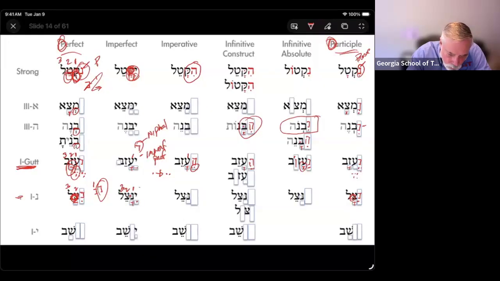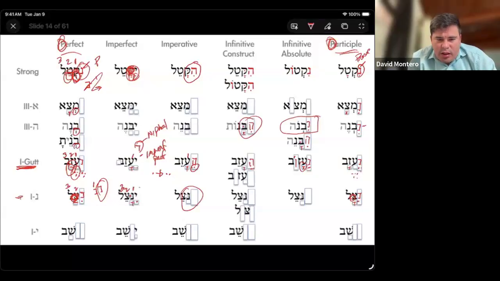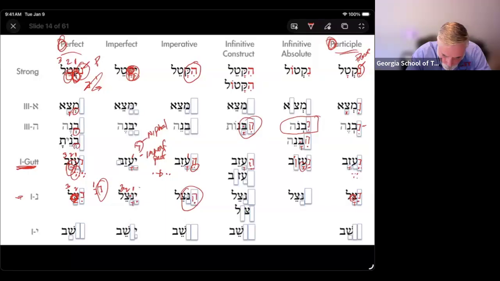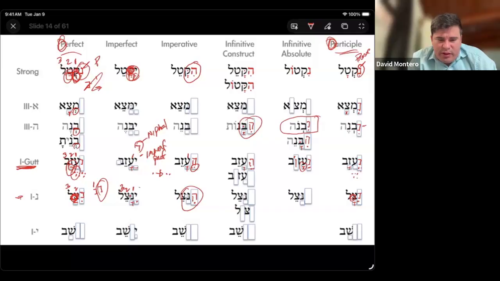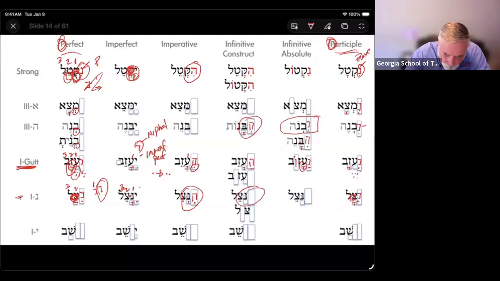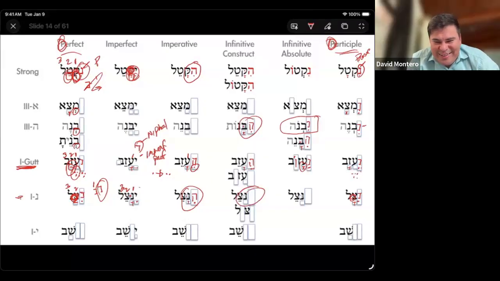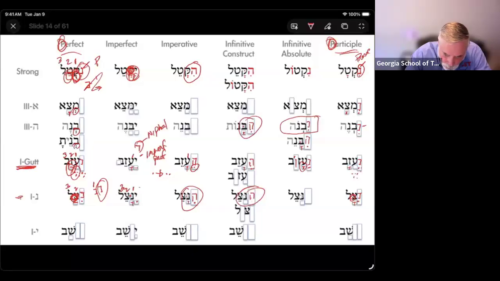What goes right here in these boxes? The hay and the hirik, right, and then under the noon goes the kamates, and inside the noon goes the dagesh forte. Okay, what about here? Same thing, right? Hirik, kamates, and dagesh forte, which represents the noon of the prefix, the Niphal prefix. That's what that dagesh is, okay?